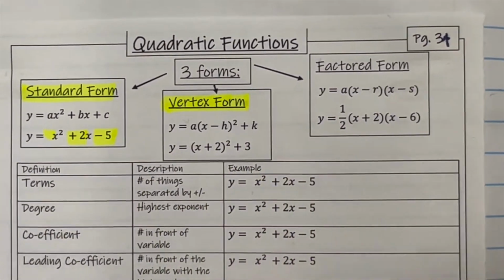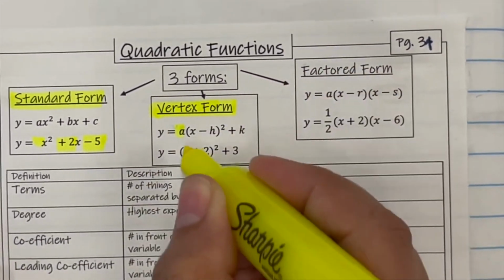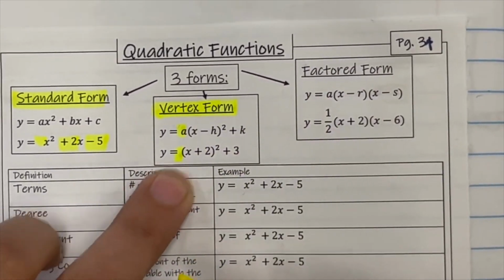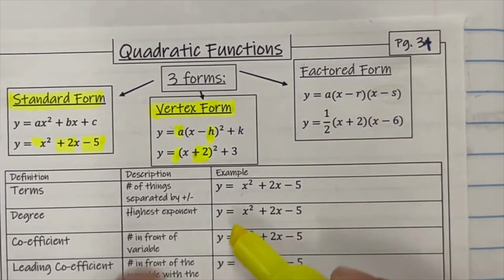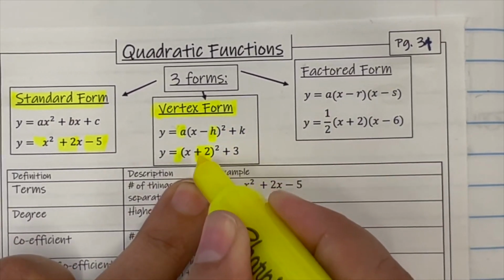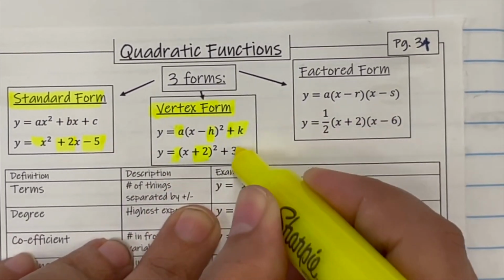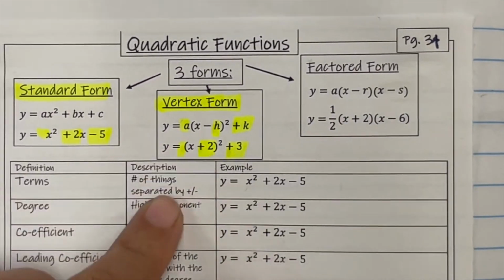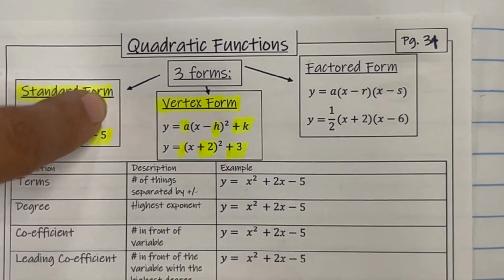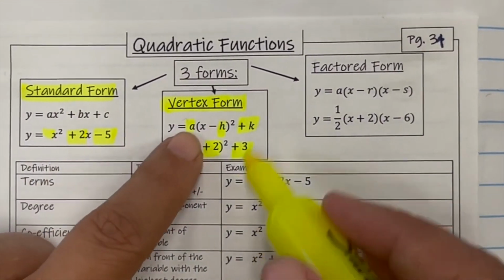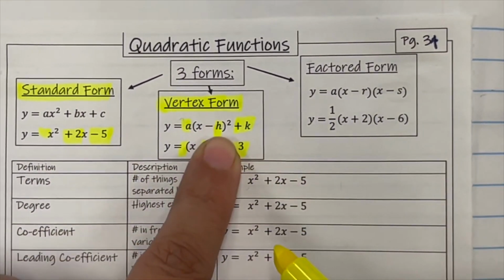So again, A would be a number right outside the parentheses, which is an invisible 1. H would be this number here, but because it's negative, you have to take the opposite of that. And then K would be this number right here. Okay, so you kind of just match it. So again, standard form, it goes squared, x, number. Vertex form, you have one parentheses with a squared value.